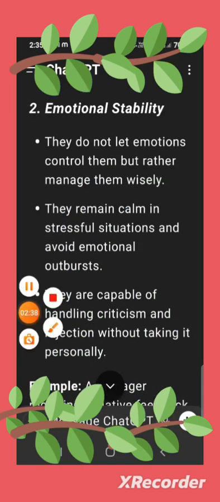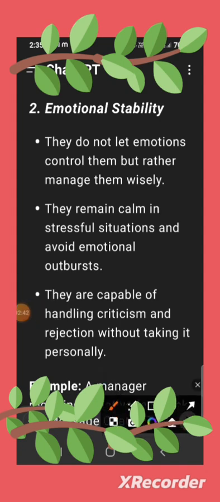Emotional stability. They do not let emotions control them but rather manage them wisely. They remain calm in stressful situations and avoid emotional outbursts. They are capable of handling criticism and rejection without taking it personally. Example: a manager receiving negative feedback does not get defensive but instead sees it as an opportunity for growth.